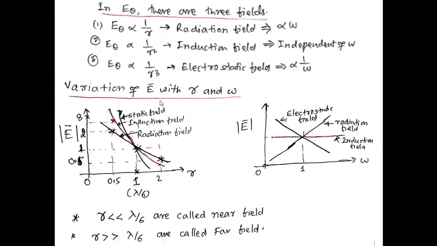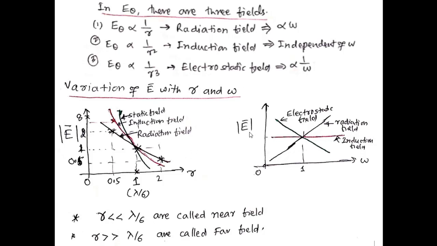The variation of E bar with r and ω is shown here. So this is called the near field, before λ by 6. This is called the far field, after λ by 6. And the variation of the static, induction and radiation fields is shown here. So in this the fields are larger near the source, but as the distance increases, they go towards 0.